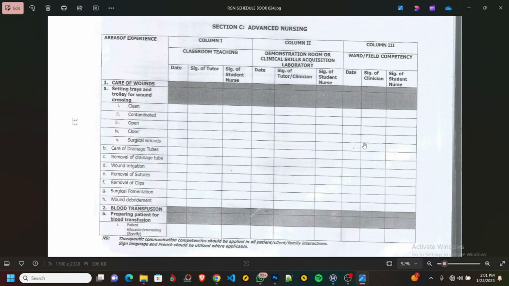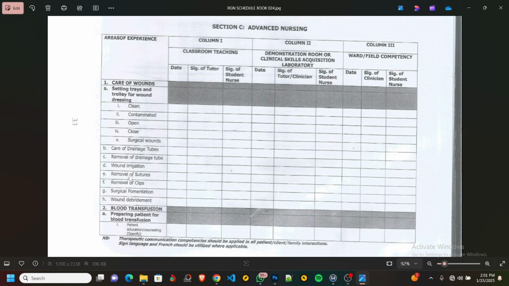Just as I mentioned, if you now understand it, you have been demonstrating and you are okay with the demonstration and you can now do it comfortably, you do that particular one, then you make sure you write its dates, you sign, and then the clinician signs. So this competency actually is for clinicians alone, just as column 1 is also for tutors alone. But for column 2, it is usually for both tutors and clinician. Any of us can sign for that, okay? So that is what we have.